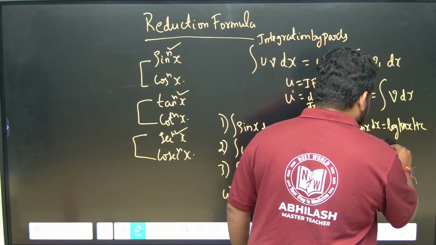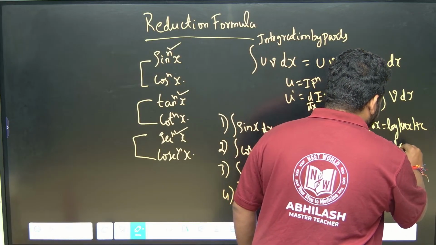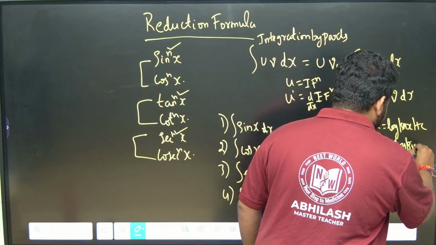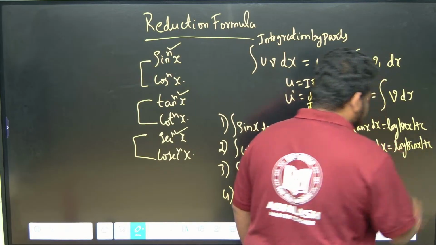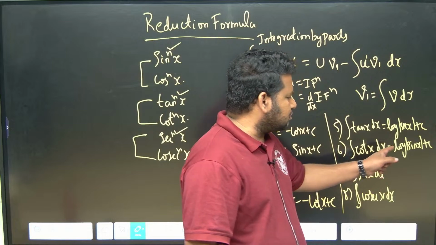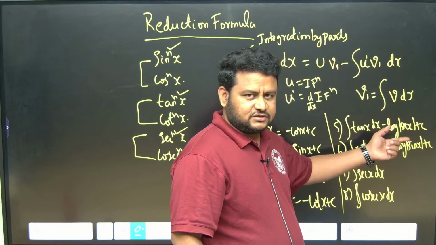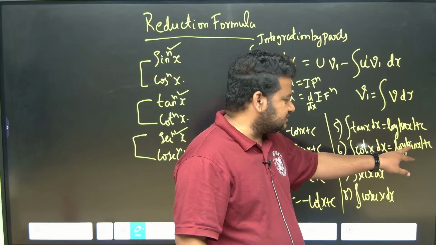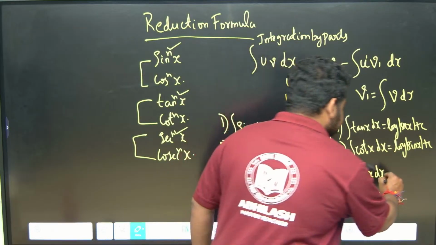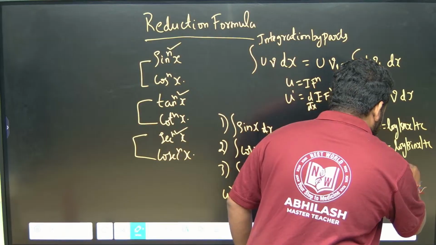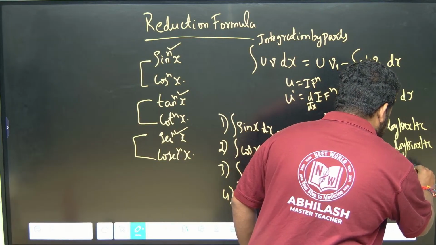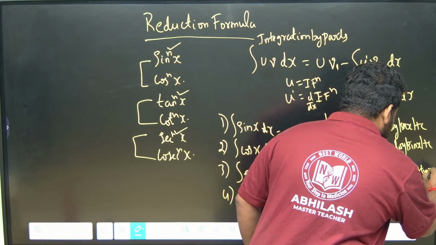If I talk about cot x, it is log sin x plus c, or it is minus log cosec x plus c, since cosec inverse, that is the reciprocal of cosec, you will get sin x. Okay. So secant x is what? Log secant x plus tan x plus c.